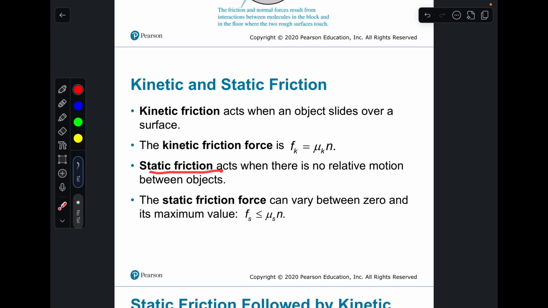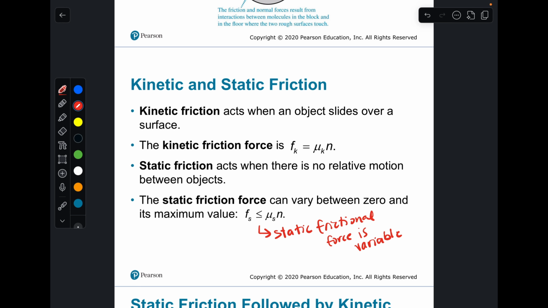The static friction acts when there is no relative motion between objects. And the static frictional force can be less than or equal to another coefficient times the normal force. And so I want you to pay careful attention to this inequality here. What this inequality is telling you is that the static frictional force is variable. All right? It's not a constant value like the kinetic friction.